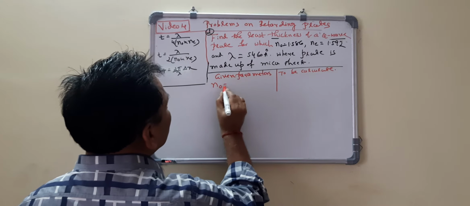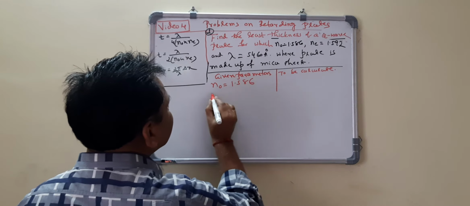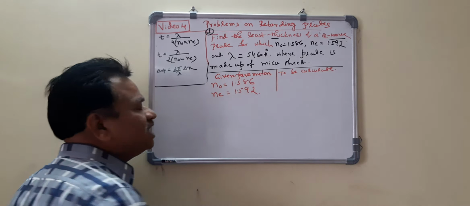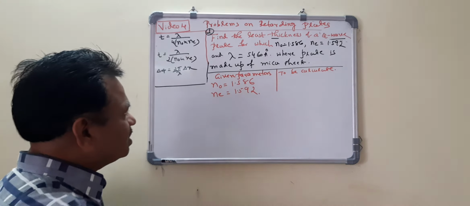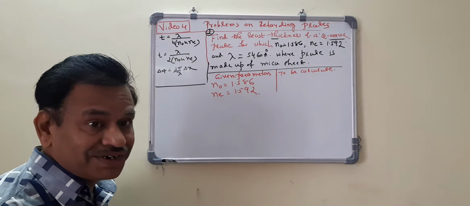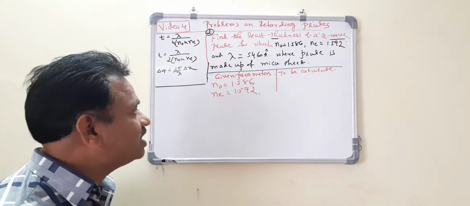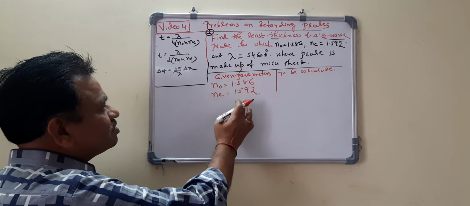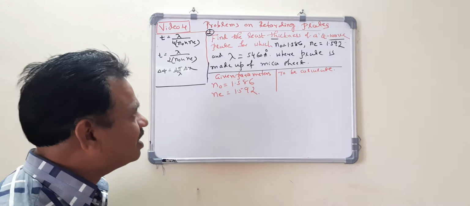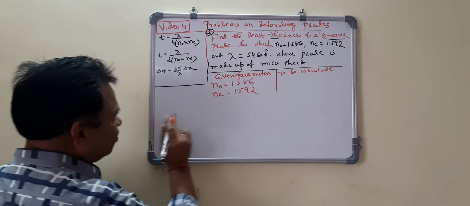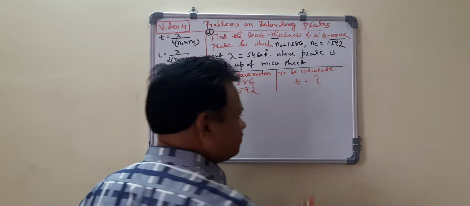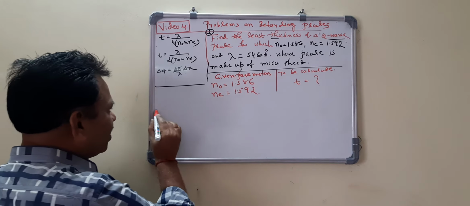Given parameters: NO equals 1.586, NE equals 1.592. From this we can find whether it is a positive crystal or a negative crystal. Here, which is greater? NE is greater. And to be calculated, thickness equals what? I told you how to identify.